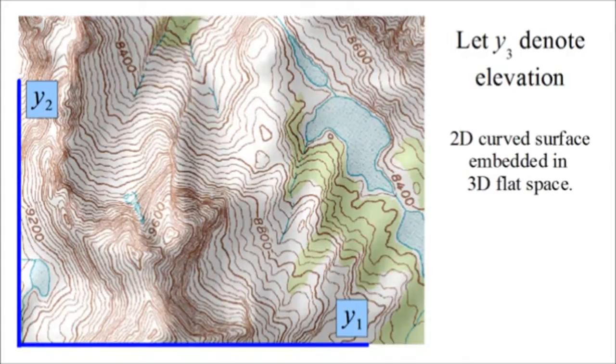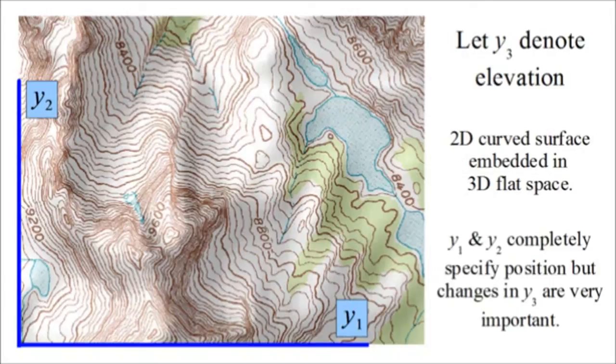We say this curved two-dimensional surface is, quote, embedded in flat three-dimensional space. It's two-dimensional because each point on the surface is uniquely specified by two numbers, y1 and y2. Of course, the y3 coordinate will have important physical consequences back in the real world.